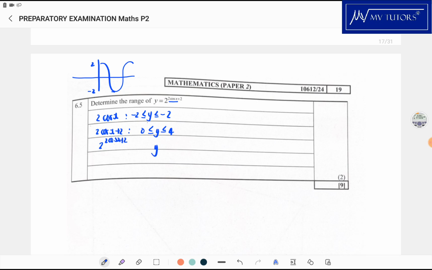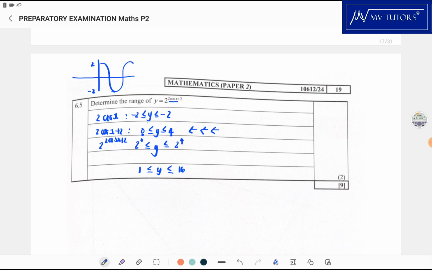Because this is really what we're focusing on, we're going to look at 2 to the power 0 and also 2 to the power 4, because we've established that it's applicable there from 0 to 4. So 2 to the power 0, that's 1. Anything to the power 0 is 1. And 2 to the power 4, that is, I think, 16. So basically, that's that.